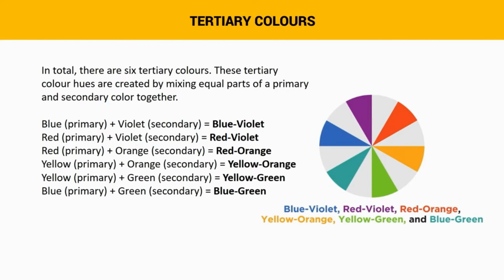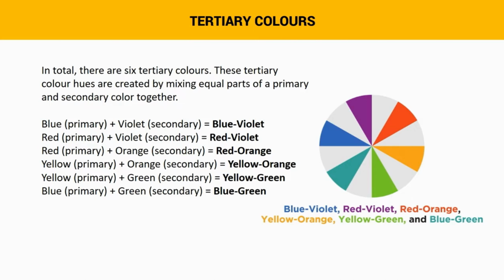Number 3. Tertiary colors. In total, there are 6 tertiary colors. These tertiary color hues are created by mixing equal parts of a primary and secondary color together. Blue from primary plus violet from secondary equals blue-violet. Red from primary plus violet from secondary equals red-violet. Red from primary plus orange from secondary equals red-orange.